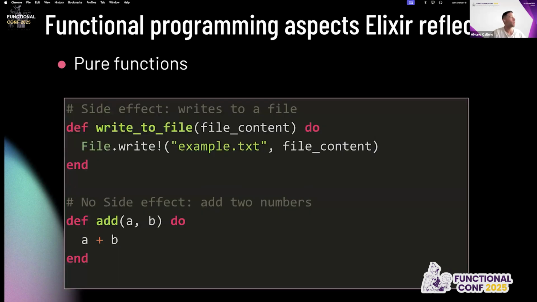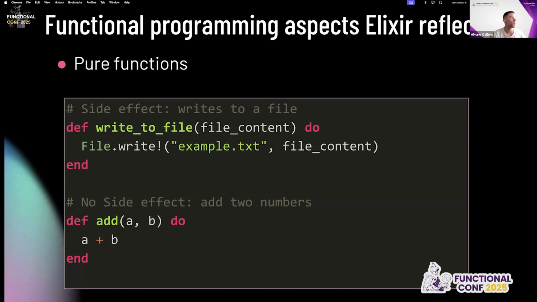For example, in this case, we have the function called write to file. This function includes a side effect because we are calling the write function of the File module, and what we are doing here is writing the content of file_content, which we receive as param, to the file called example.txt. In this case, we have a side effect because basically we're modifying the outside world. On the other hand, we have the add function. This will receive A and B as params, and the result will be the sum of A and B. In this case, we don't have side effects because for the same input, we are always gonna have the same output.